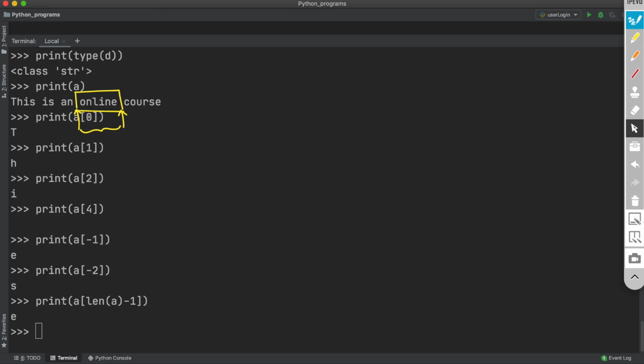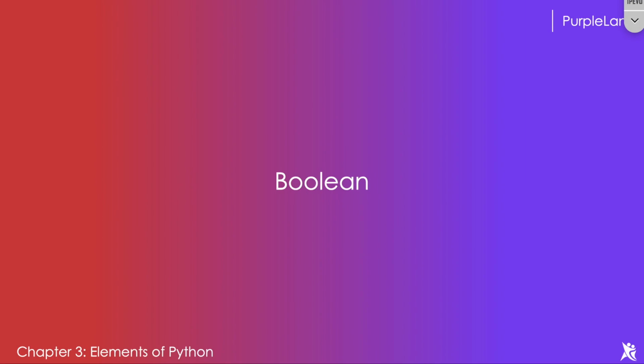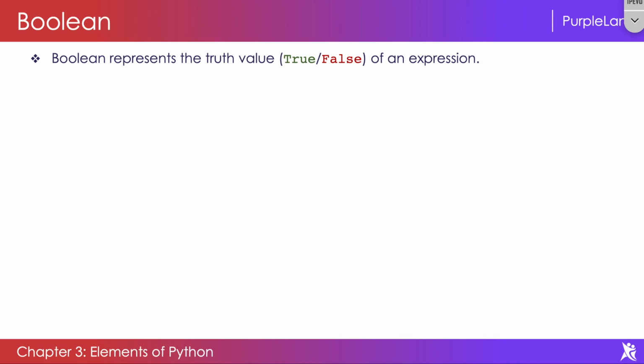Now let's look at another basic data type called boolean. The boolean values represent the truth value of an expression. There are only two possible boolean values, that are either True or False. Observe that True starts with a capital T, and False starts with a capital F. These two are reserved words or keywords in Python. And boolean values are extensively used in conditional statements or control statements like if-else and while loops.